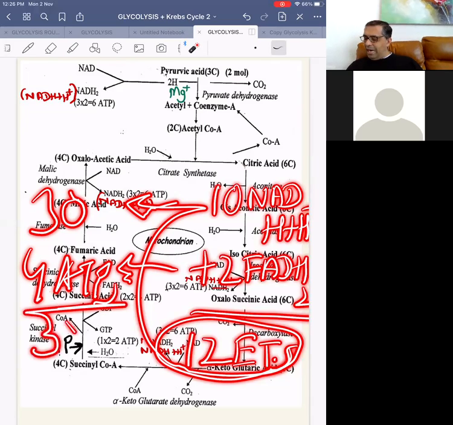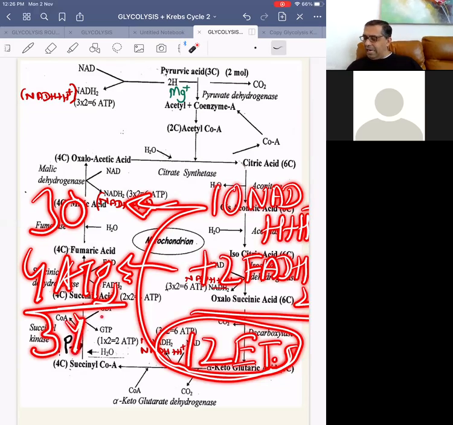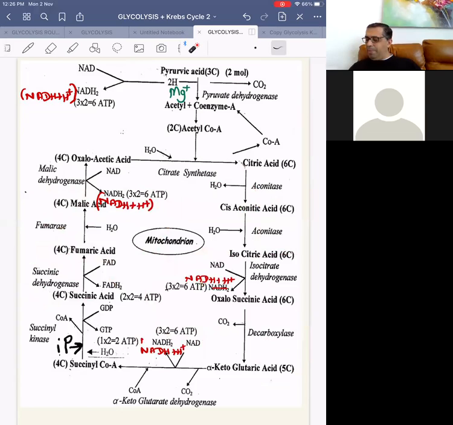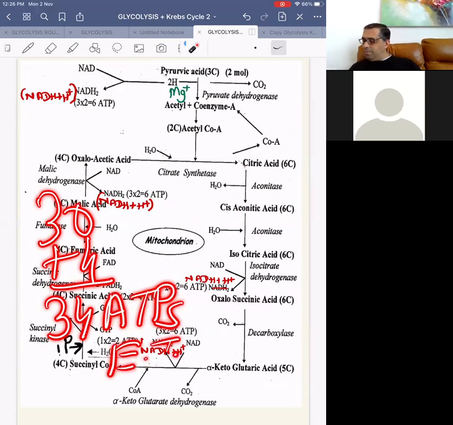How many ATPs are we getting? A total of 34 ATPs are getting produced. 30 plus 4, 34 ATPs are produced by ETS. From the electron transport system you get a total of 34 ATPs.